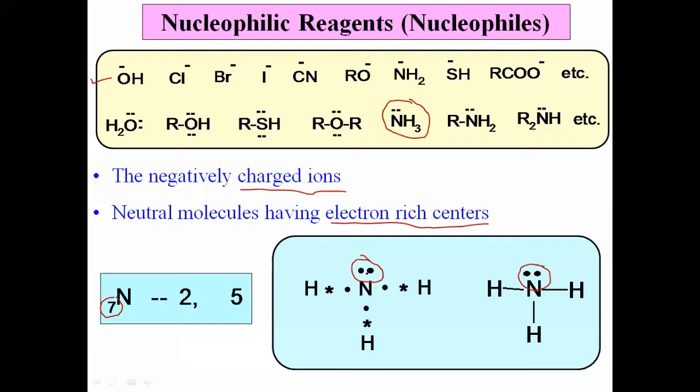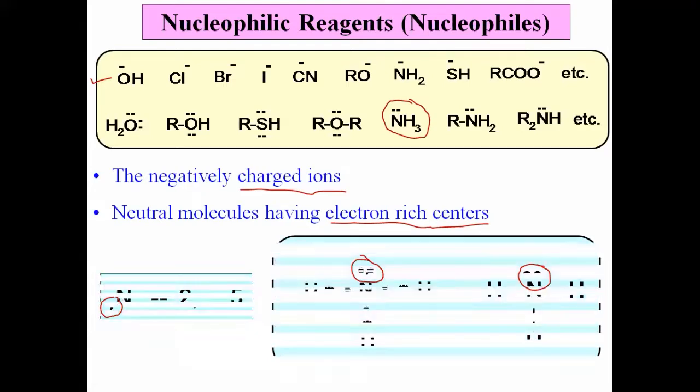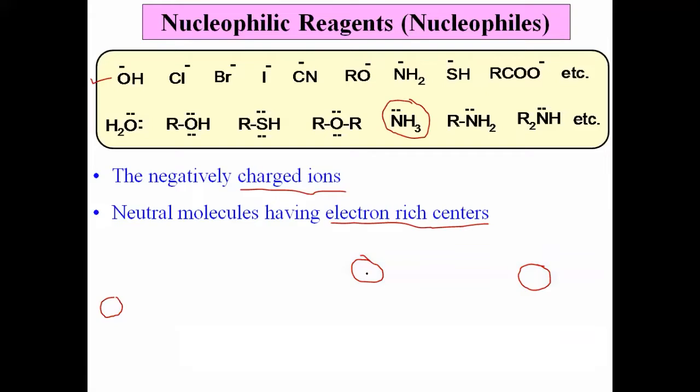Now here there is a lone pair of electrons on the nitrogen, and therefore we can say that there is an electron rich center. These are the two properties of the first line and second line examples. In the first line we have shown negatively charged ions, while in the second line we have shown neutral molecules having an electron rich center. Then how will you define it? The negatively charged ions and neutral molecules having electron rich centers are called nucleophilic reagents.